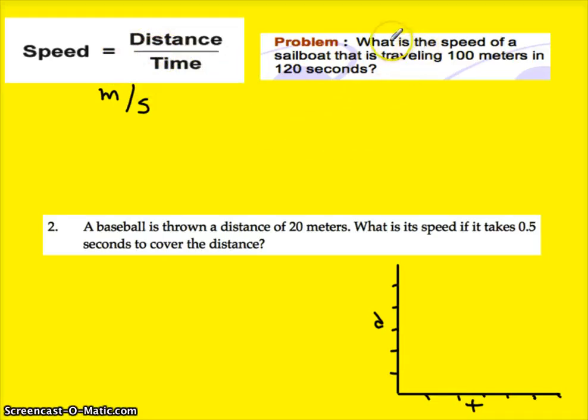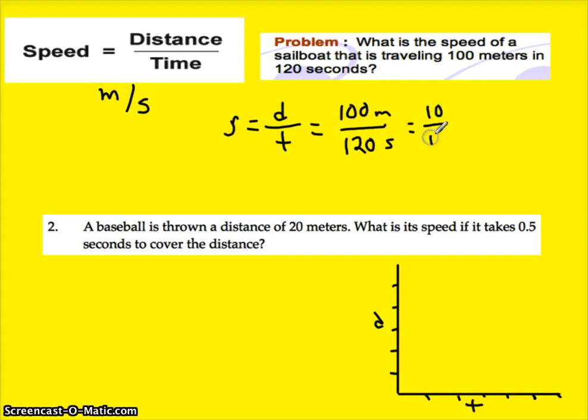Let's have a couple of practice problems. What's the speed of a sailboat that's traveling 100 meters in 120 seconds? Let's see. Speed is equal to distance over time. So speed is equal, the distance is 100 meters, and meters is the unit we want to use. And it's over 120 seconds. So hey, that works out pretty well. You just divide 100 by 12, which of course is going to reduce to 10 over 12, which is going to reduce to 5 over 6.